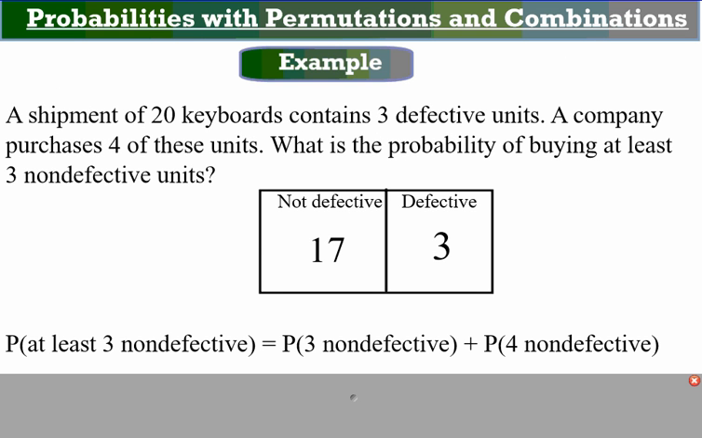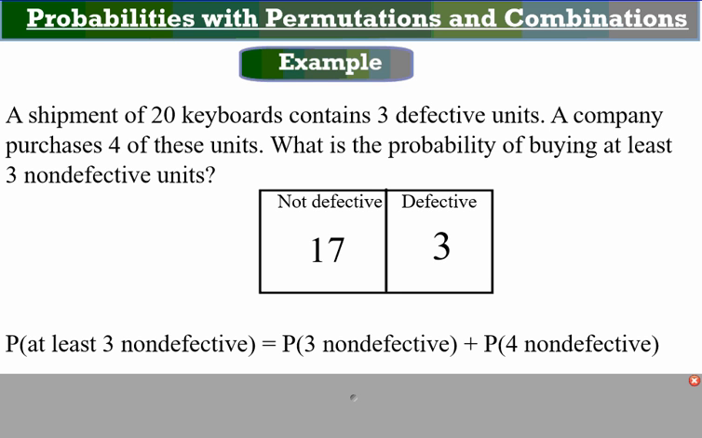So last one. A shipment of 20 keyboards contains 3 defective units. This is very similar to the kind of banana situation. You got good and bad bananas, and a lot of these are very similar. When you're counting things, you're usually counting good and bad items. In our last example, they were good and bad items. It was winning numbers and not winning numbers.